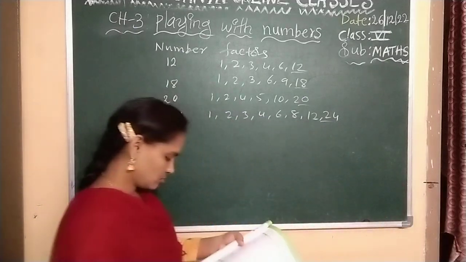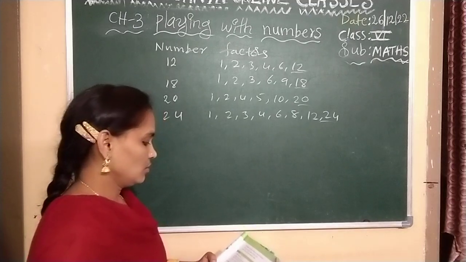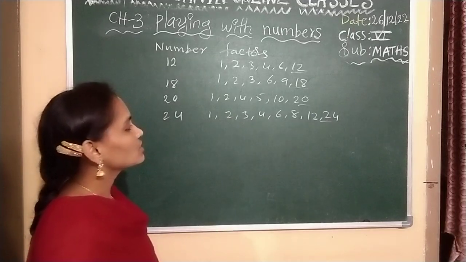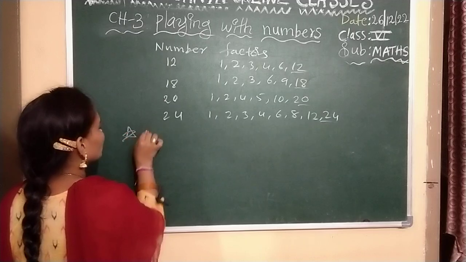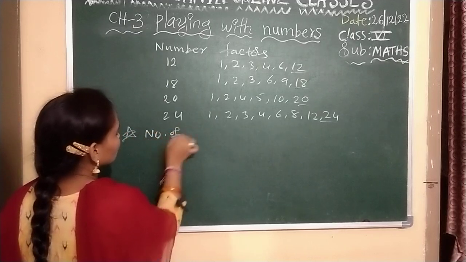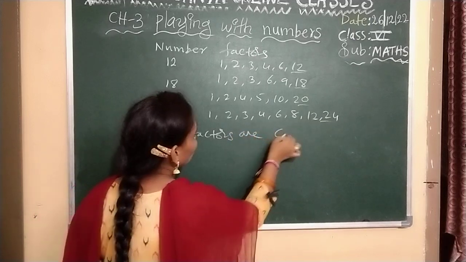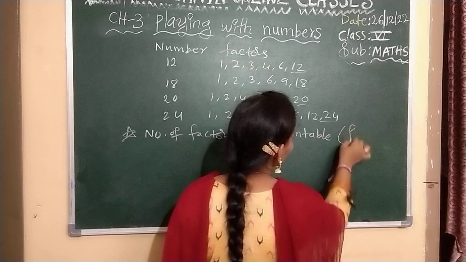Next, a few questions are given there. Now here, the number of factors for a given number is countable. This is very important. Number of factors countable means finite.